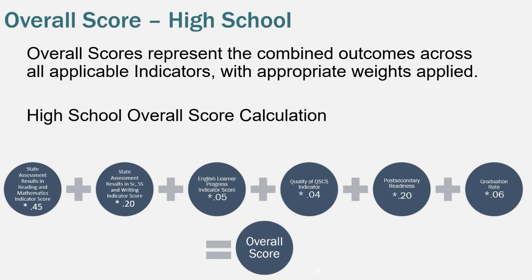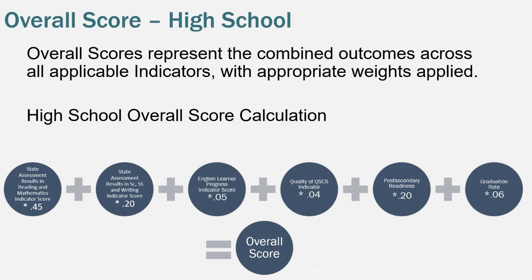Starting with the state assessment results in reading and mathematics, we have an indicator score which is weighted at 45%. That's multiplied by 0.45. Next, our state assessment results in science, social studies, and writing indicator score has a weight of 20%, so that's multiplied by 0.20. Continuing on, our English learner progress indicator score is weighted at 5%.